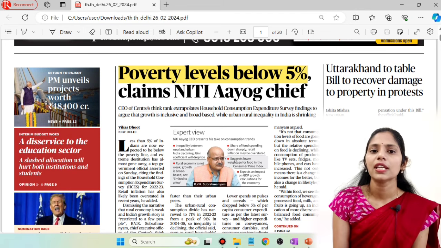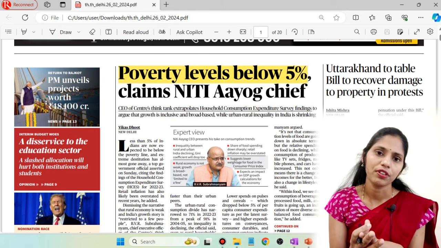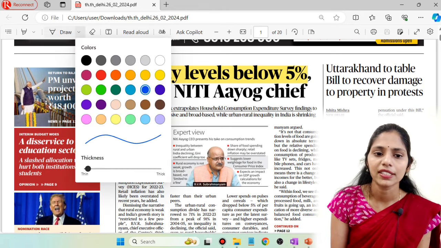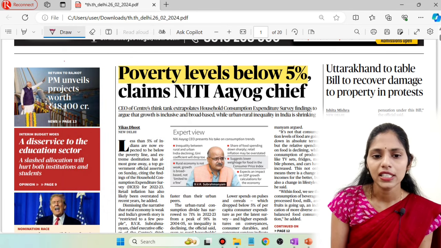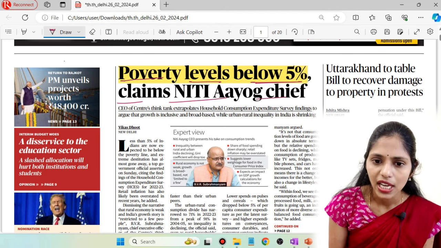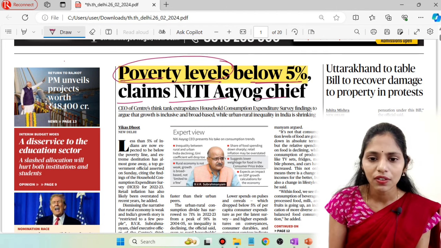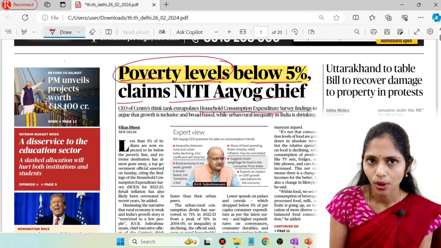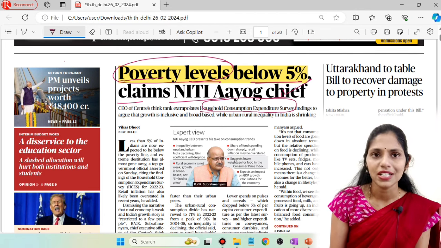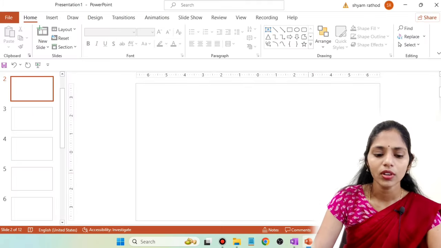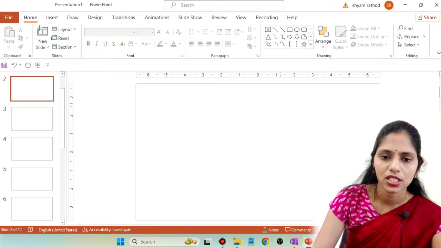Without wasting any time, let us see the front page of The Hindu. There is one important article relevant from our examination point of view: poverty levels below 5% claims Niti Aayog chief. This article is talking about the household consumption expenditure survey. Even in yesterday's class we discussed this topic, and there are some dimensions that you have to see. Let us see those dimensions first.